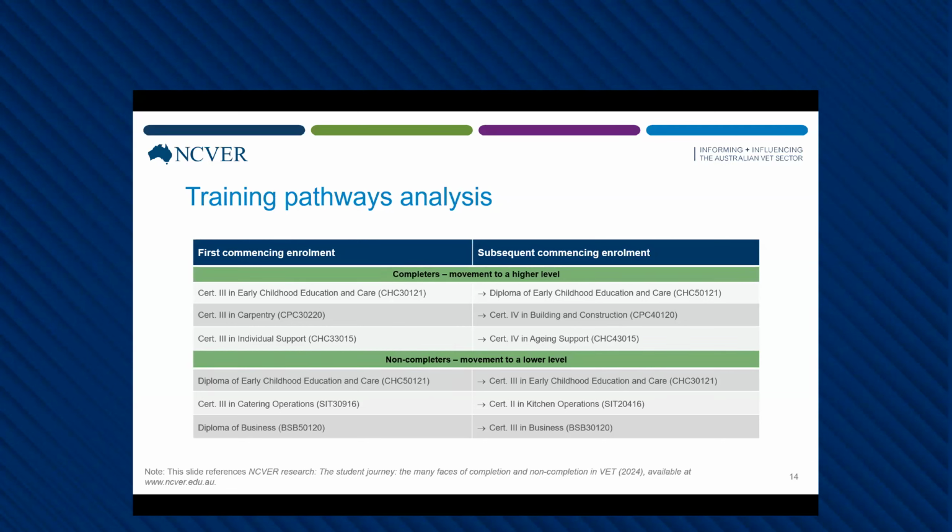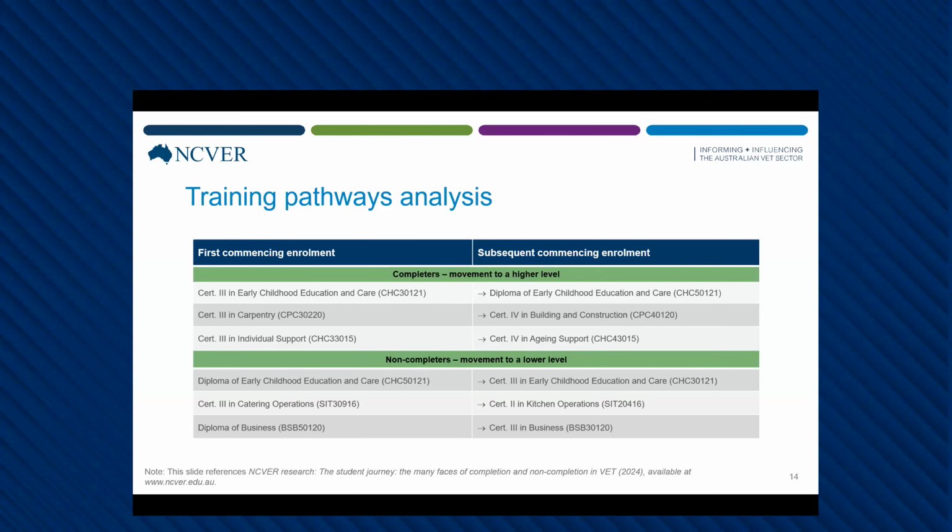So here we see that the most popular pathway is from a Certificate 3 in Early Childhood Education and Care, moving on to a Diploma of Early Childhood Education and Care. And we also see popular pathways from carpentry to building and construction, and from individual support to aging support. So overall, what we're seeing is that there's a lot of alignment between the first commencing enrollment and then the subsequent enrollment for these completers moving on to a higher level.